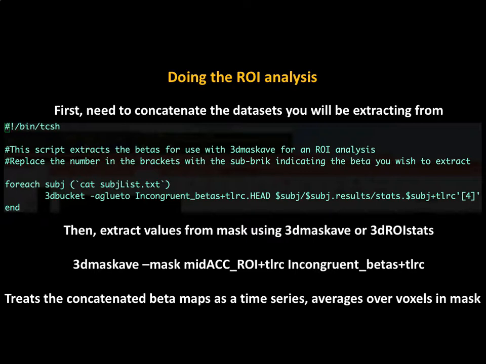So we concatenate first all the files, then make the mask, and then the extract? Yeah, exactly. Concatenate all the files, create the mask, and then use mask av or ROI stats. ROI stats does the same thing mask av does, but if you have multiple masks with different indices, it will output a different average for each column. I'm not going to get into that today, unfortunately. It is very useful if you have multiple ROIs that you're extracting from. But you can ask me during one of the breaks if you want to know more about it.